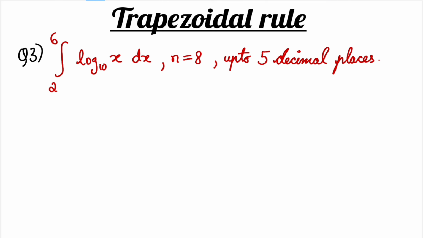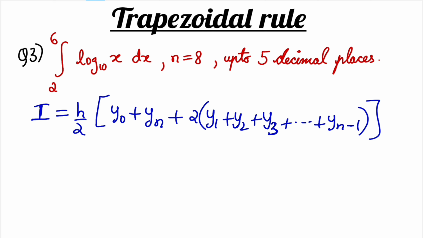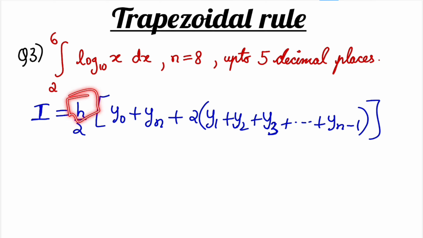First, we have to write the formula. The definite integral I is equal to h by 2 into y naught, the first value, plus the last value yn, plus 2 times whatever values are in between, y1, y2, y3, and so on, till yn minus 1, the second last term. The first and last terms are already considered, so the terms between these two are multiplied by 2.